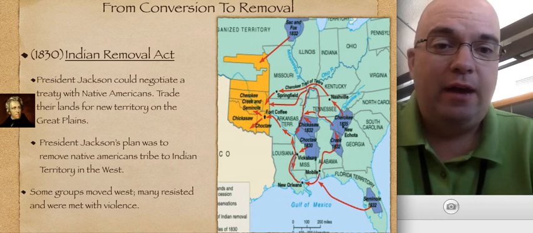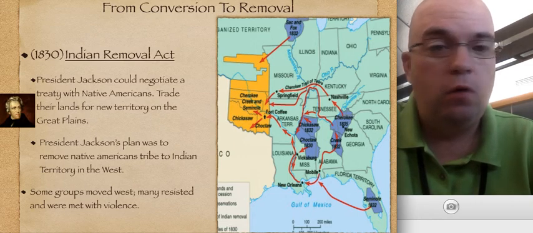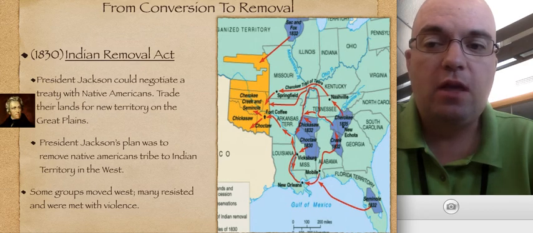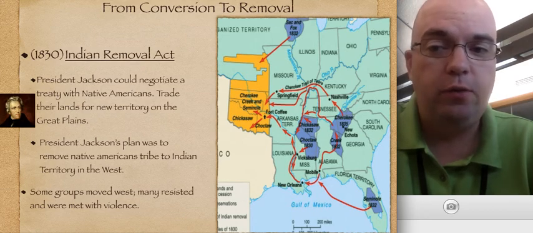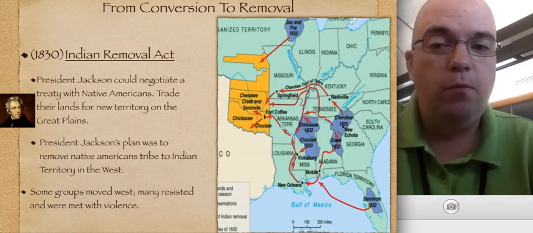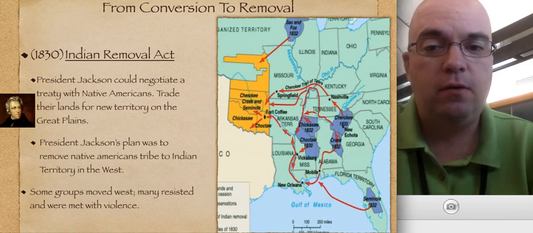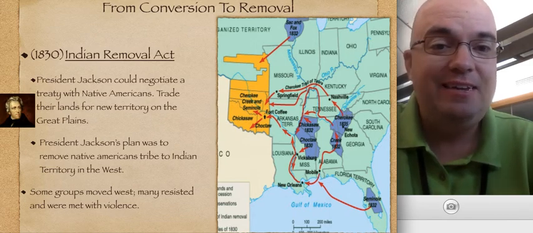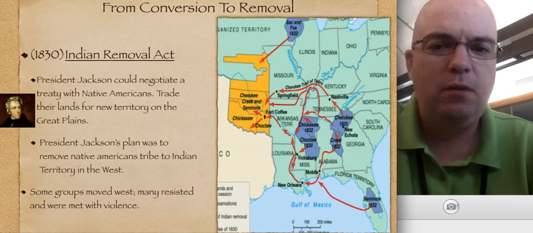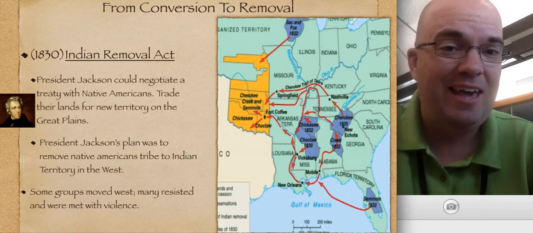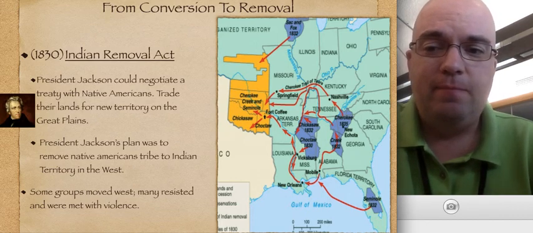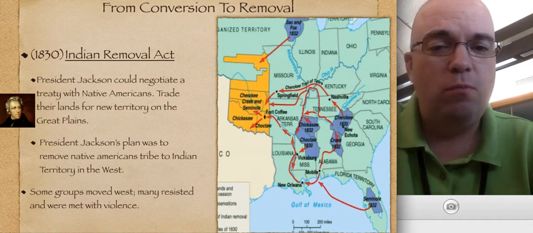In 1830, however, Congress was going to pass a law called the Indian Removal Act. This law granted the authority to President Jackson to negotiate with these separate nations of Native American tribes to move them off their land and trade them for new land west of the Mississippi River in what would be known as Indian Territory, which is basically modern-day Oklahoma and parts of Kansas today. The idea was sort of remove the tribes out of sight, out of mind.